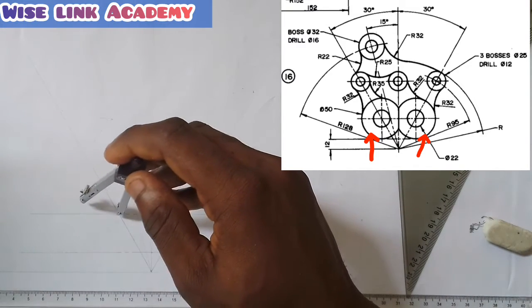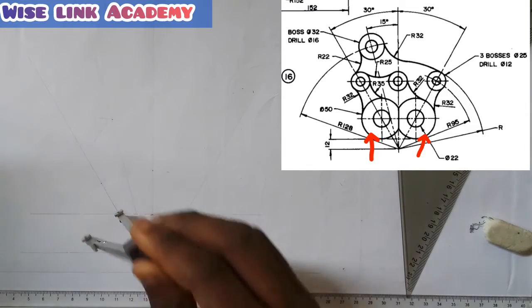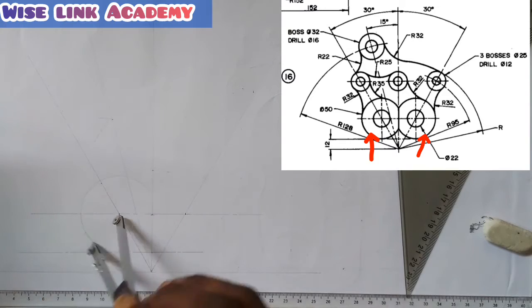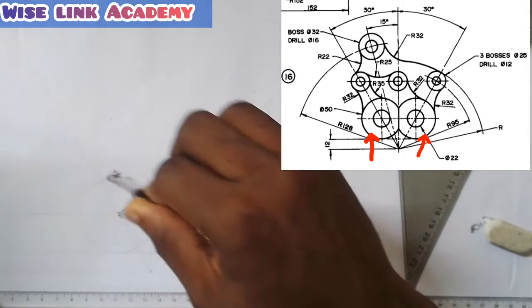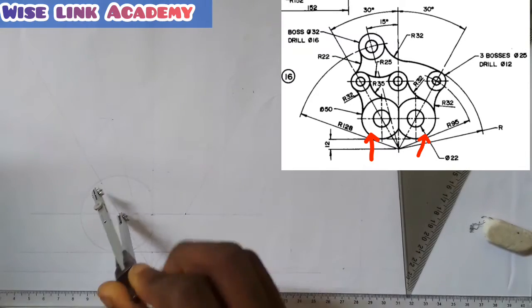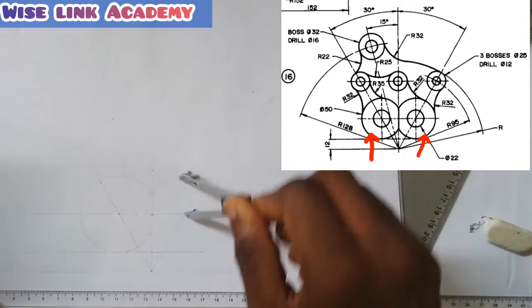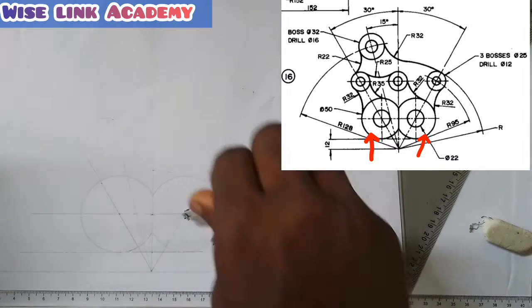25, right? So take it this way. At that point, draw a thick circle. Make sure it's thickened. There's the first one. Now for the second one, come to the second 30-degree angle that I've drawn here. Connect it together this way, right?